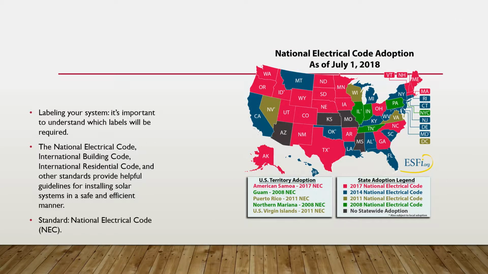Labeling your system. It's important to understand which labels will be required. The National Electrical Code, International Building Code, International Residential Code, and other standards provide helpful guidelines for installing solar systems in a safe and efficient manner. Standard: National Electrical Code, NEC.